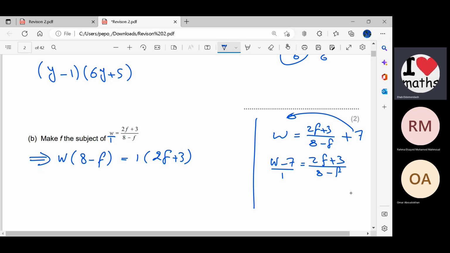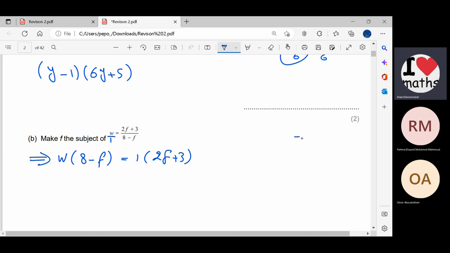After that we went through cross multiplication and got W minus 7 into 8 minus F equal to 2F plus 3. The story was a little more difficult because there were two brackets to be expanded together. So we had a problem last quiz when we had a question like this one, where a number comes after the fraction. That was our problem last time.